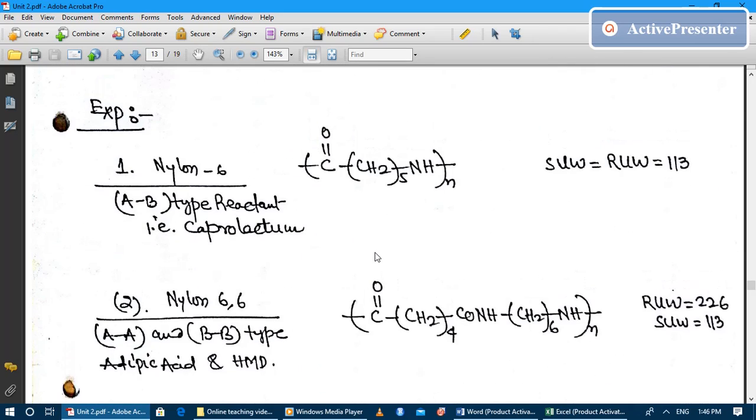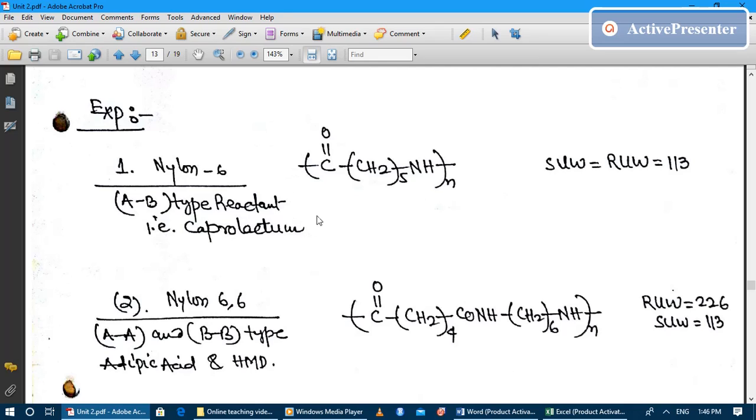Okay, now here are some examples. For example, nylon 6. Nylon 6 is an example of AB type of monomer. An example is caprolactam. Caprolactam is the monomer that contains the amine group as well as the carboxyl group.